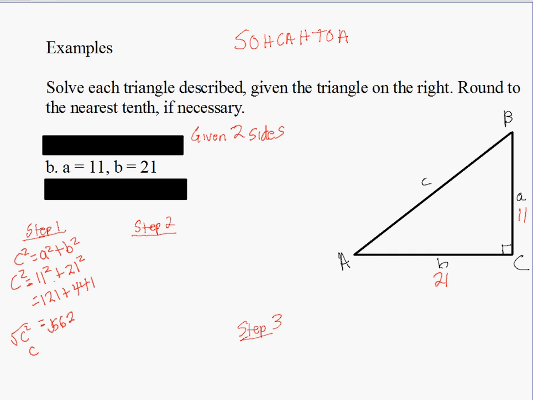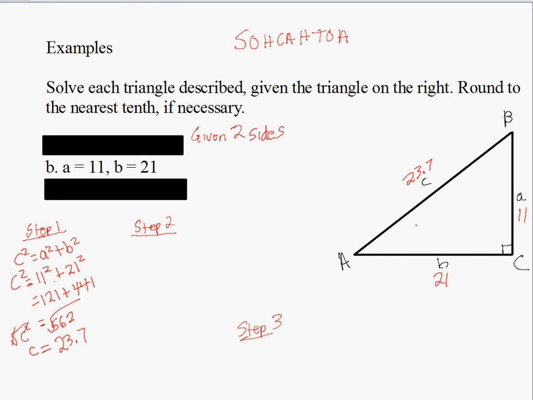Square root both sides, so you can cancel this square root and this square. And then C is equal to 23.7. Step 2, I'm going to use my two sides that I was given to find an angle.